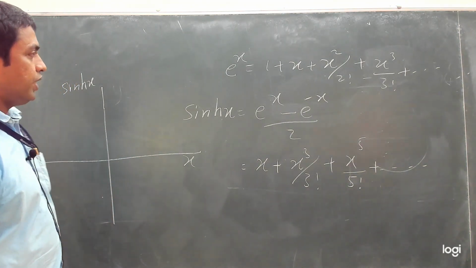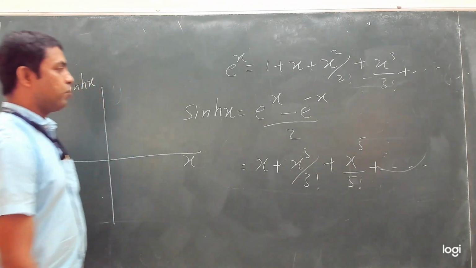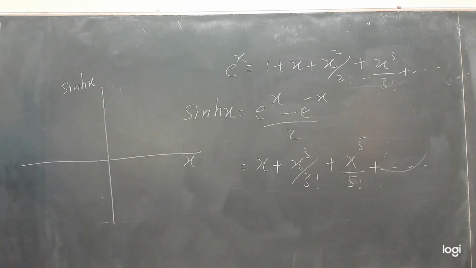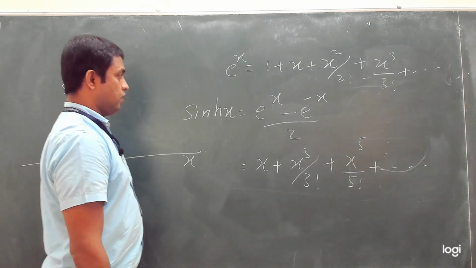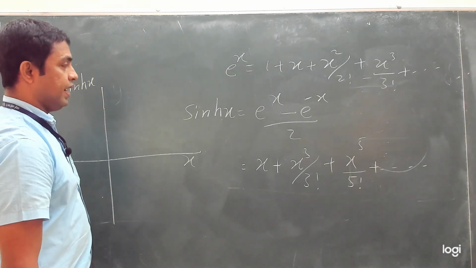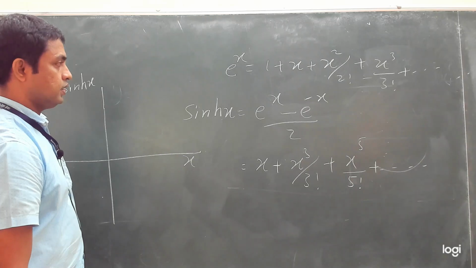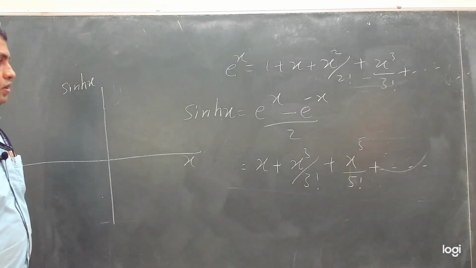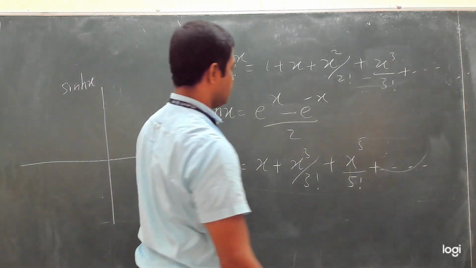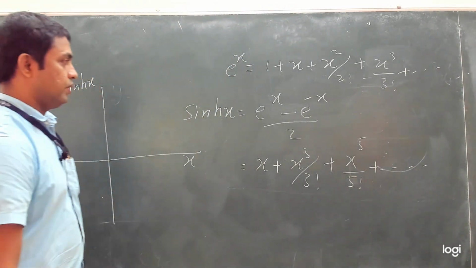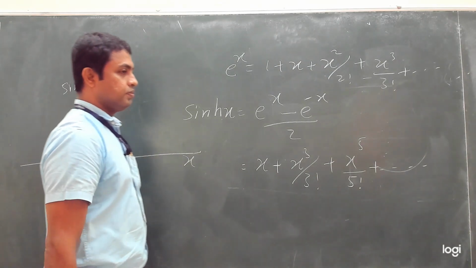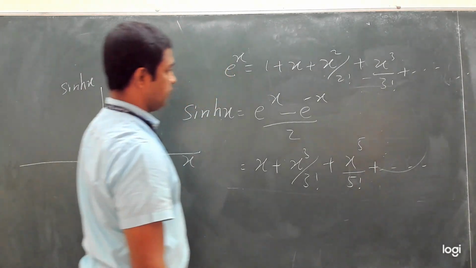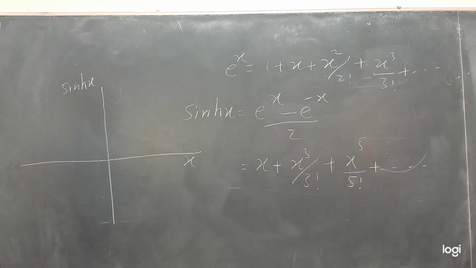As x tends to infinity, what will be sine hyperbolic x? Infinity. Then x tends to minus infinity, minus infinity. At x is equal to 0, it's 0. And slope at x is equal to 0? 1.